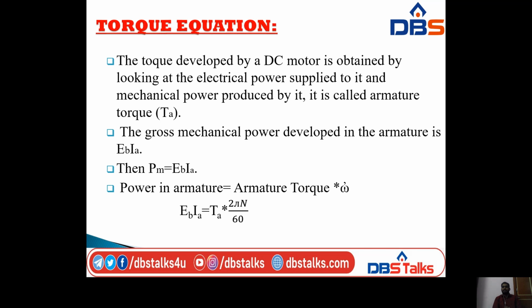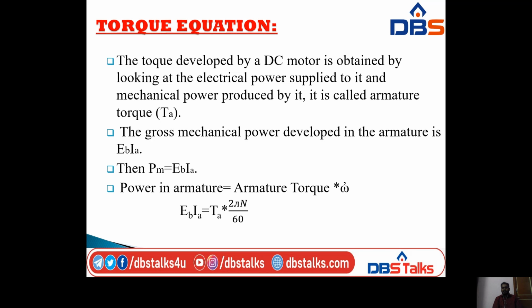So it is called armature torque. The torque developed by a DC motor is obtained by looking at the electrical power supplied to it and the mechanical power produced by it. It is called armature torque, and that is indicated with the letter tau suffix A.